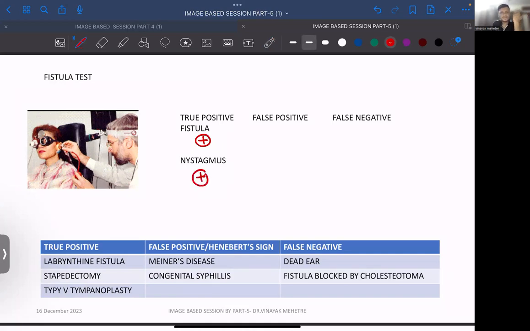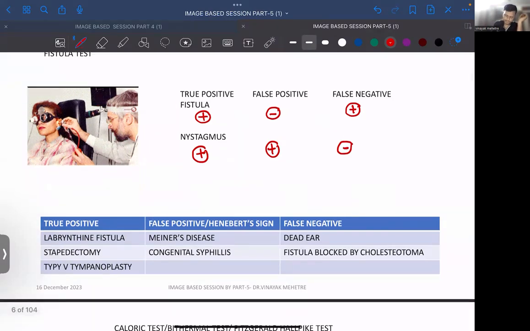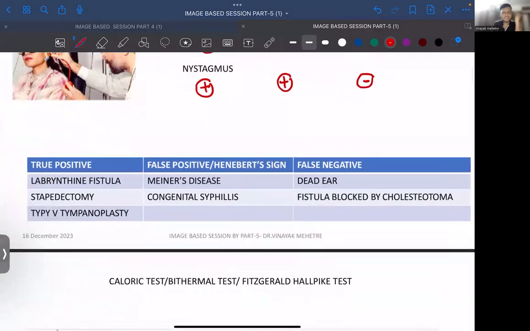Okay, now comes false positive, there is not much of abnormality, okay, but patient is going to have nystagmus, right? Last one, false negative means there is a fistula but no nystagmus. ठीक है, no nystagmus.